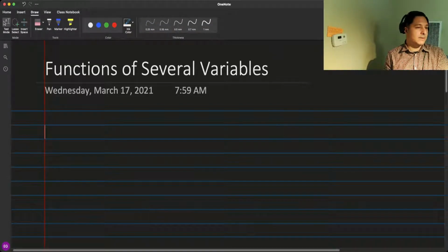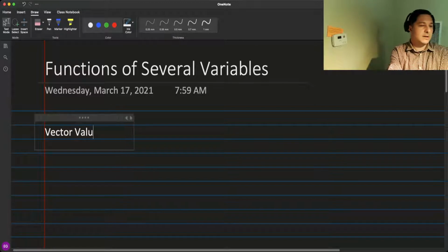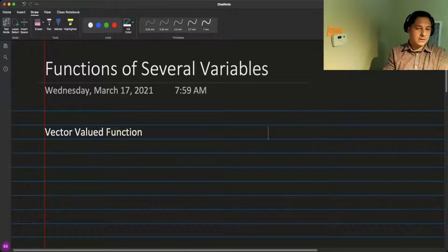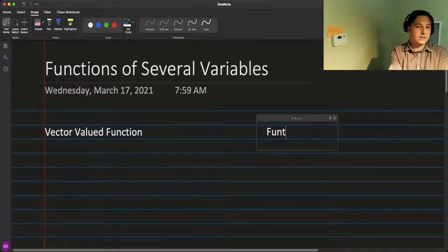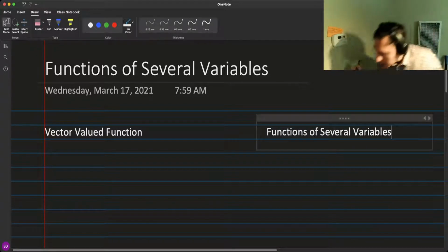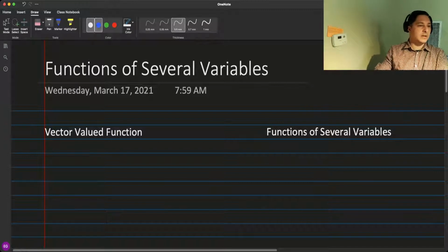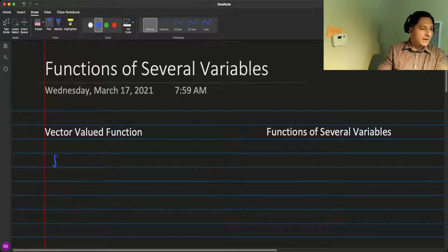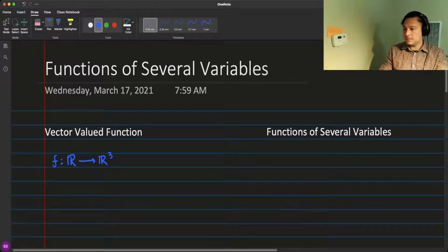So I want to talk about what's the difference between a vector valued function versus functions of several variables. Okay, so for the vector valued function, if f is a vector valued function, it will have a single input and it will have multiple outputs. This is 4.1.